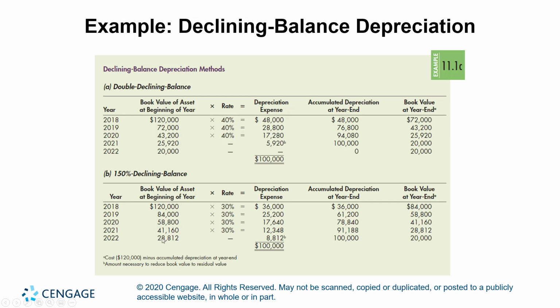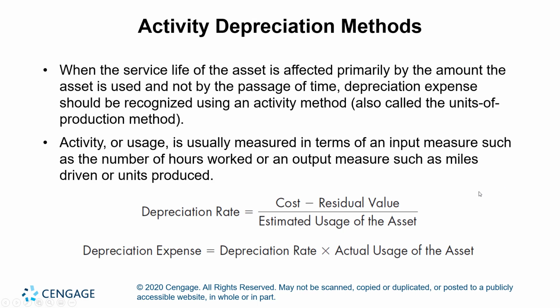Then we have activity depreciation methods. When the service life of the asset is affected primarily by the asset being used and not the passage of time, activity or usage is usually measured in terms of output measures, such as hours worked, miles driven or units produced. So the depreciation rate is cost minus residual value divided by estimated usage of the asset. And depreciation expense is the rate times actual usage of the asset.